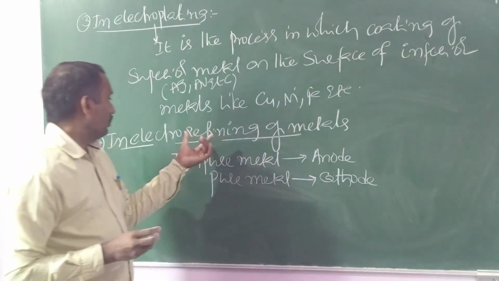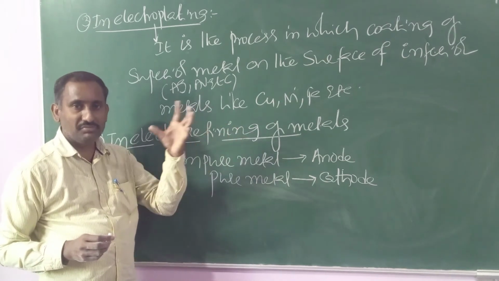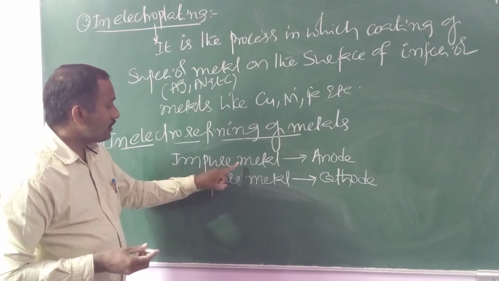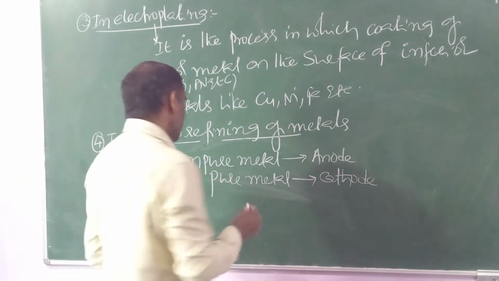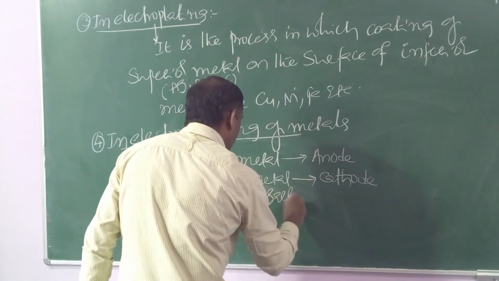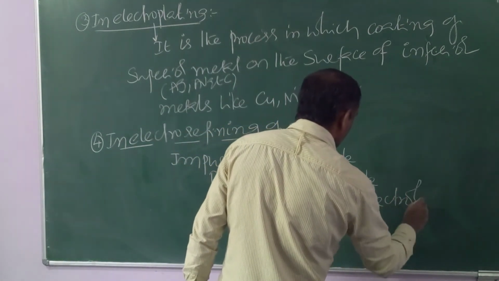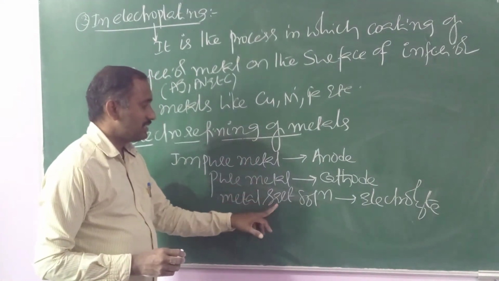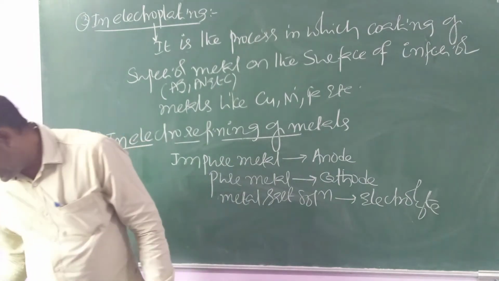So electro refining comes in the metallurgy chapter. Electro refining is one of the techniques with the help of which we can purify metals. Impure metal is taken as the anode, pure metal is taken as the cathode, and a metal salt solution is taken as the electrolyte. So this you should remember. Impure metal is anode, pure metal is cathode, metal salt solution is the electrolyte. So these are the applications of electrolysis.